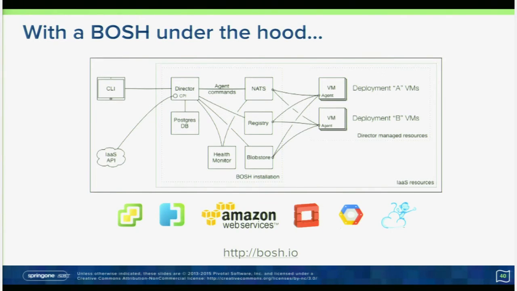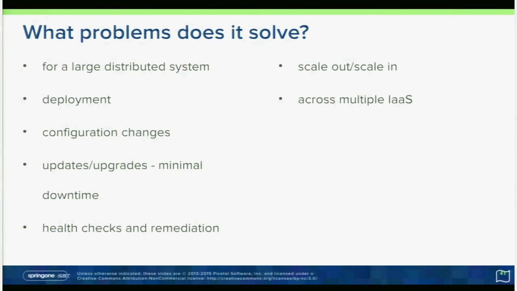But Bosh is this thing that deploys and runs and monitors big things like Cloud Foundry. And it does that across multiple different cloud infrastructures. What problems does it solve? The things that you want to do with a large distributed system, like deployment and config changes and updates and upgrades with minimal downtime, zero downtime if possible, health checks, remediation, scale out, scale in, all the stuff that we talked about doing with our apps. We also want to do that with the thing that does that to our apps.